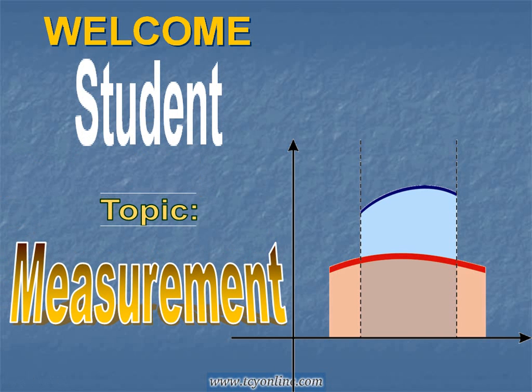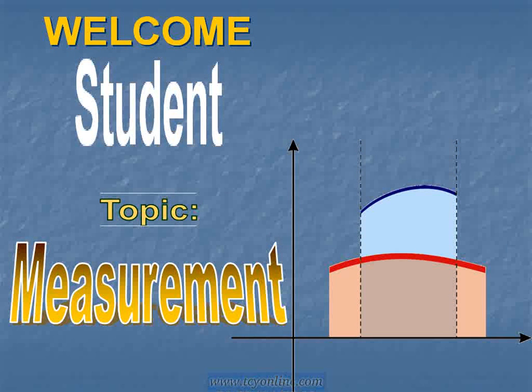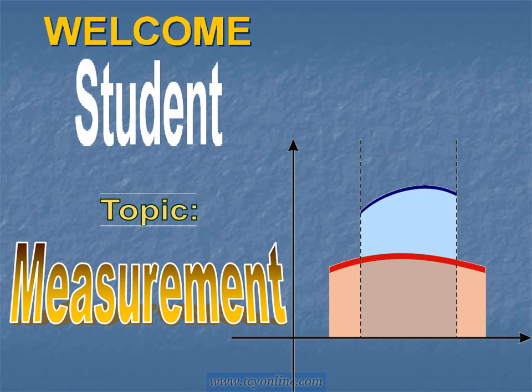Measurement is the estimation of a physical quantity such as length, area, volume, time, or temperature. This is the act or process of assigning numbers to an object or physical quantities.